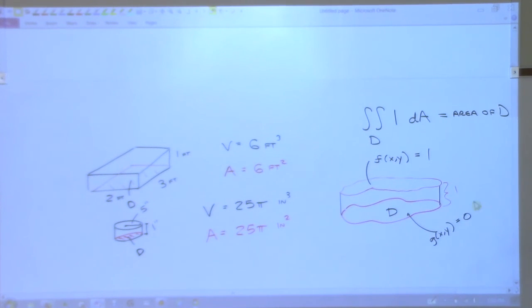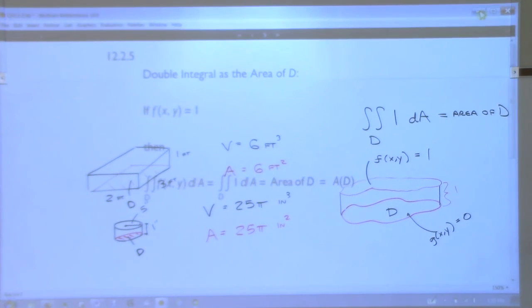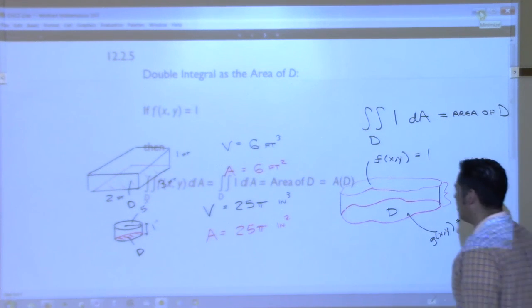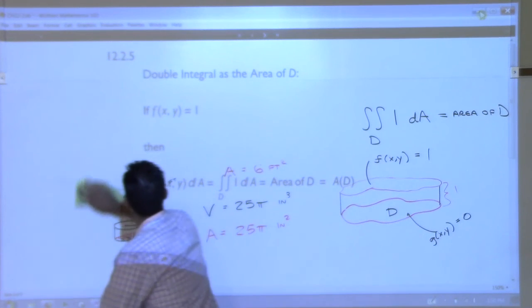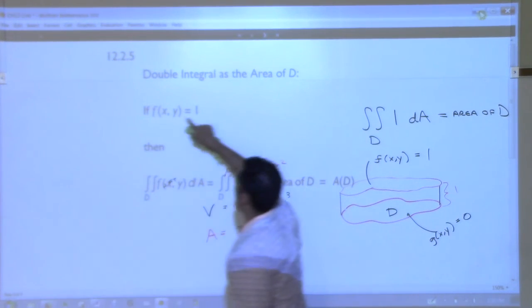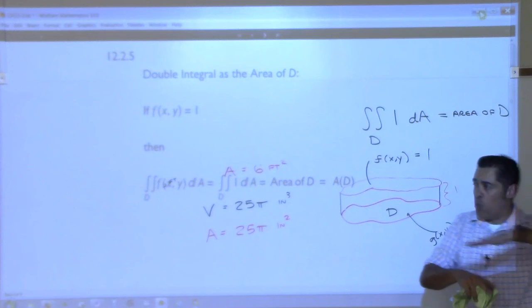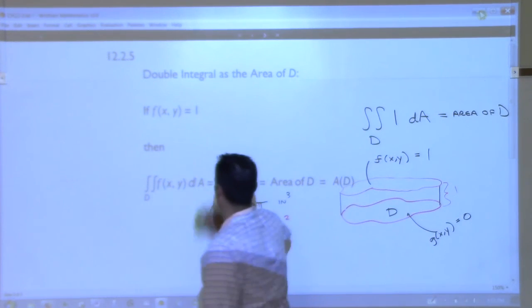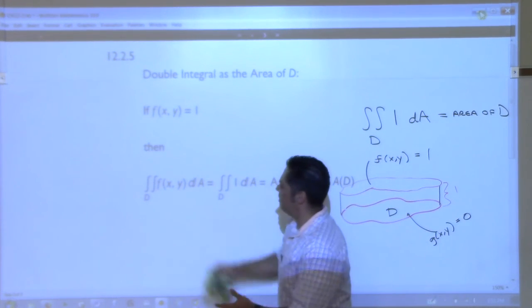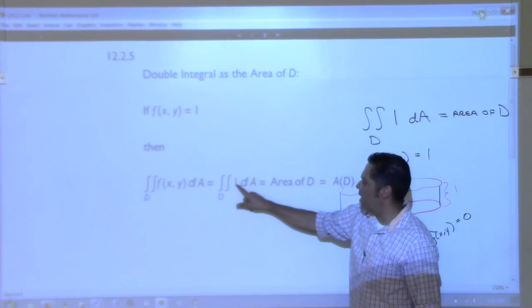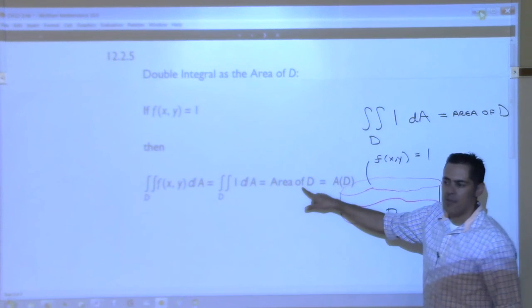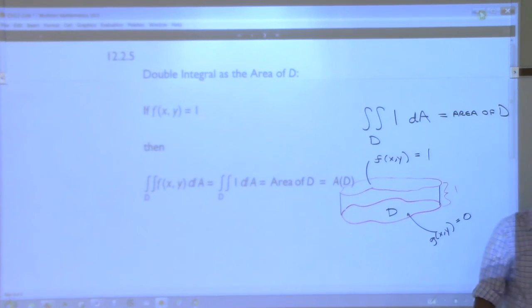And that's what the next note is saying. The next note says the double integral is the area of D if f of x, y is 1. If we define the height of the surface to be 1, then the double integral over D of that surface will be the double integral over 1. That is representative of the area of D. Okay? We're going to use that to prove some pretty cool stuff in just a minute.